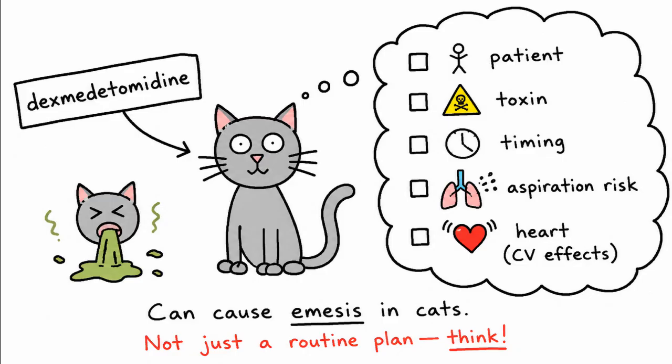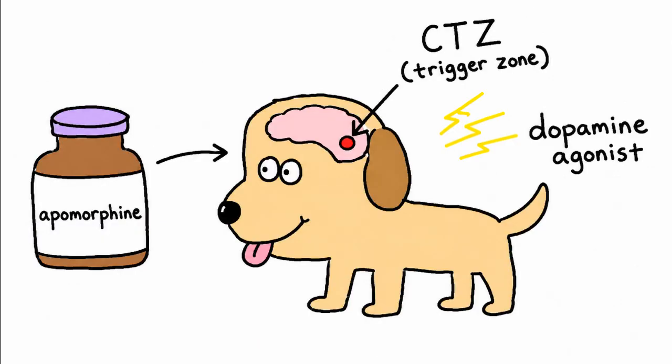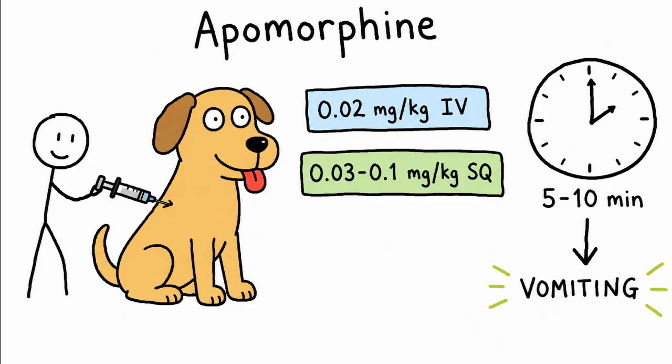You still have to think about the patient, toxin, timing, aspiration risk, and cardiovascular effects. In dogs, the classic veterinary emetic is apomorphine, a dopamine agonist that stimulates the chemoreceptor trigger zone. It is commonly used around 0.02 mg per kilogram IV or around 0.03 to 0.1 mg per kilogram subcutaneously, and vomiting often occurs within about 5 to 10 minutes.